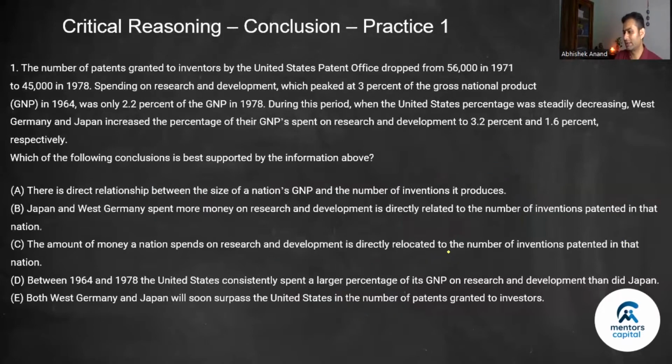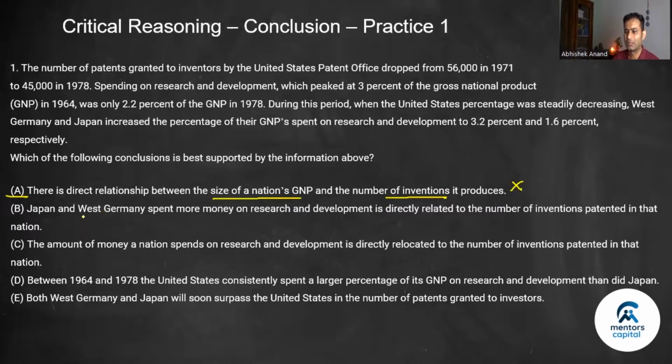Now let's look at the answers. Those who mark A, they commit both mistakes. So A, the size of GNP, we don't know. And second, the number of inventions. We can't conclude anything about the size of GNP or the inventions. So whoever has marked A has made both mistakes.